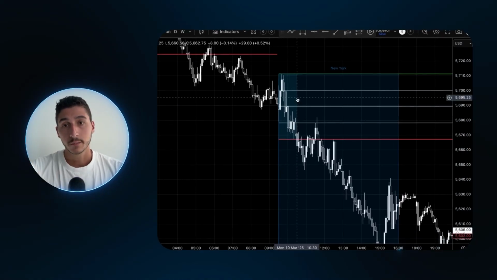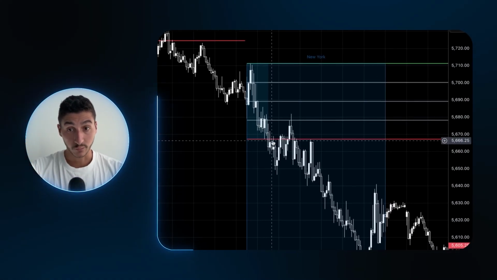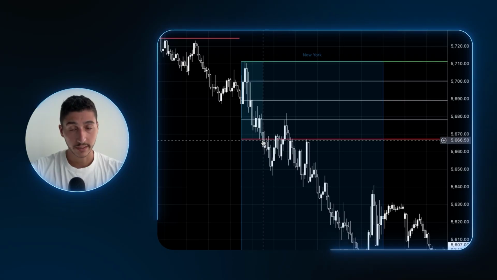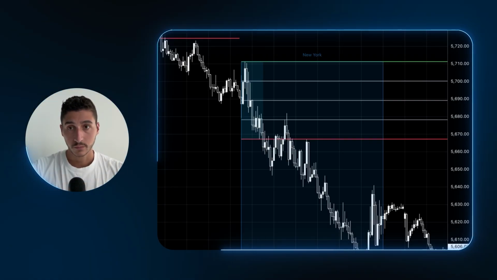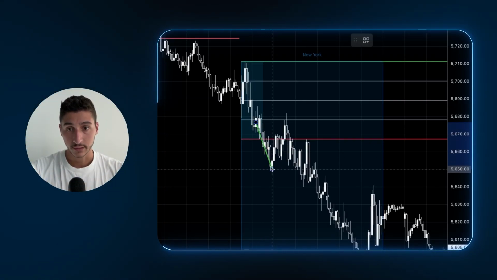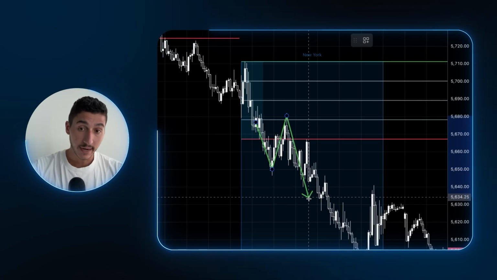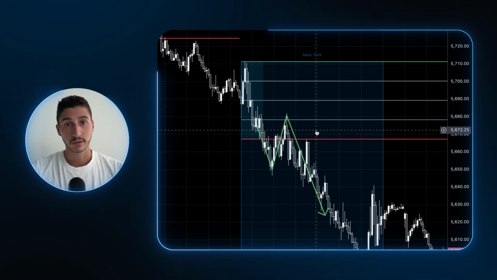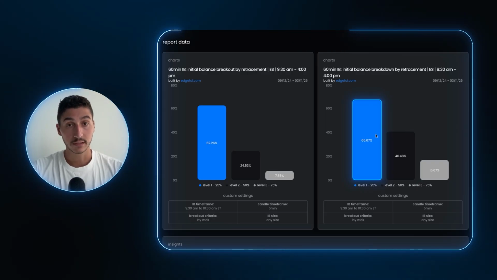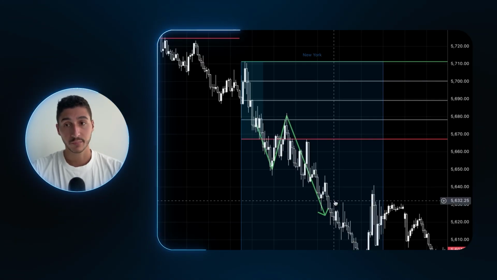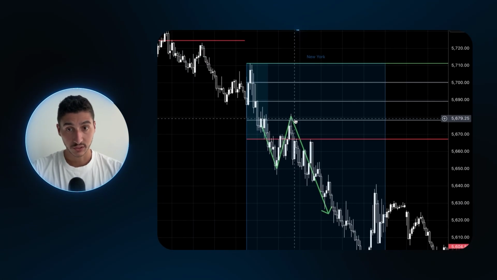Now, price broke out. So again, we're waiting for the first candle to break out. And then now what we want to expect is for price to retrace back to that 25% retracement. And then now we continue downward. So 67 almost percent of the time, price will come back and touch this point.